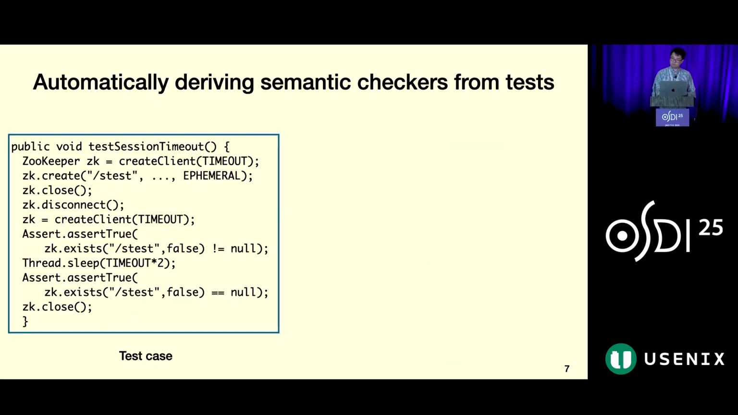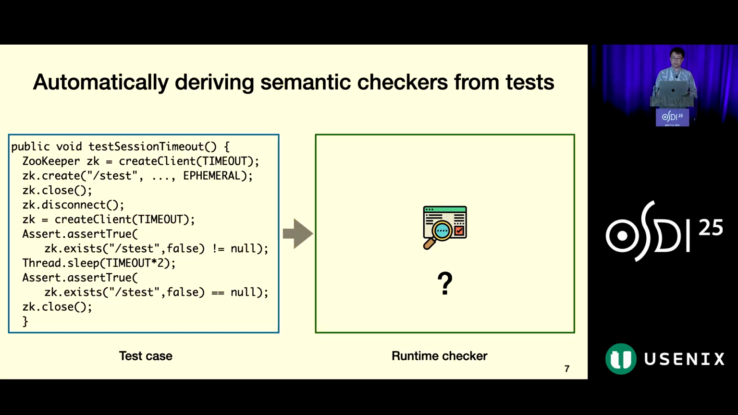So we ask, is it possible to automatically generate such checkers? Actually, distributed systems today have abundant test resources. This is a test from Zookeeper that simulates the node creation and session disconnection, and asserts if the ephemeral node exists. They are valuable information for runtime checking.